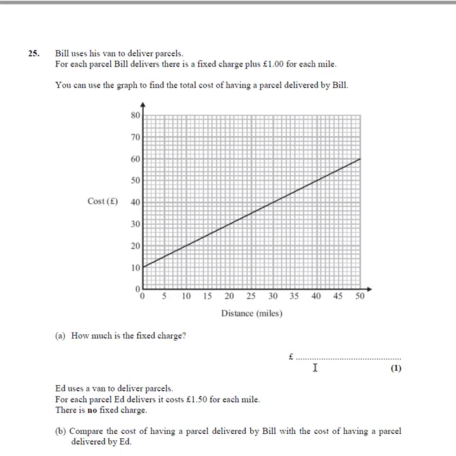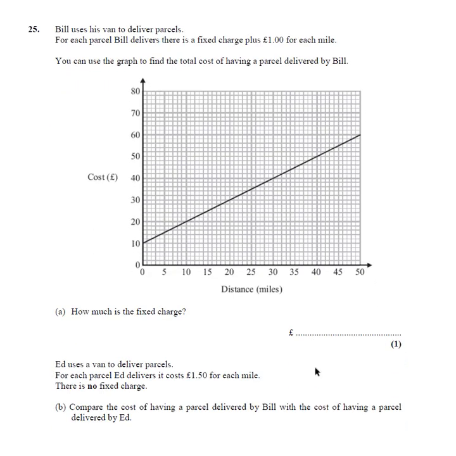Question 25. Bill uses his van to deliver parcels. For each parcel Bill delivers, there is a fixed charge plus £1 for each mile. You can use the graph to find the total cost of having a parcel delivered by Bill. How much is the fixed charge? Well, the fixed charge is that part of the graph that you start off with that doesn't change.